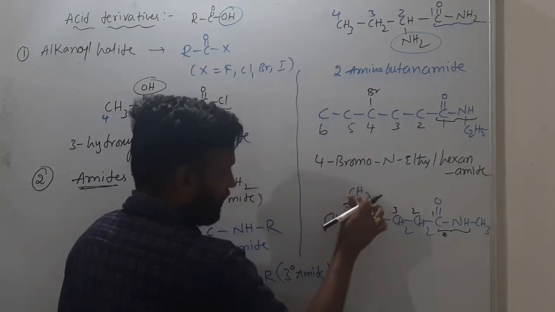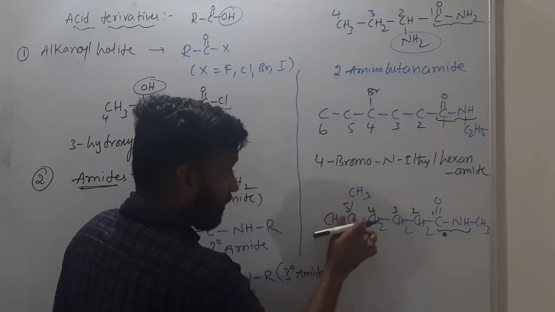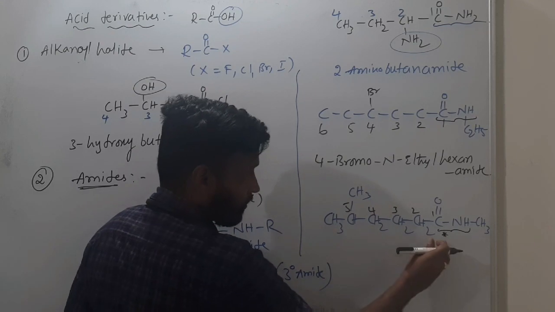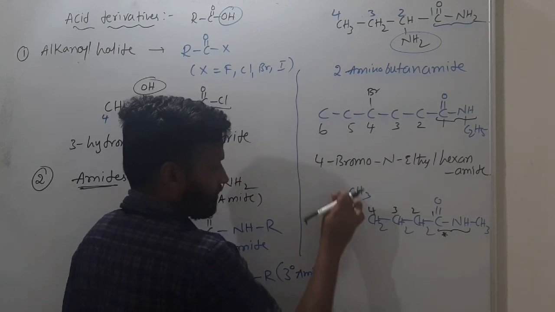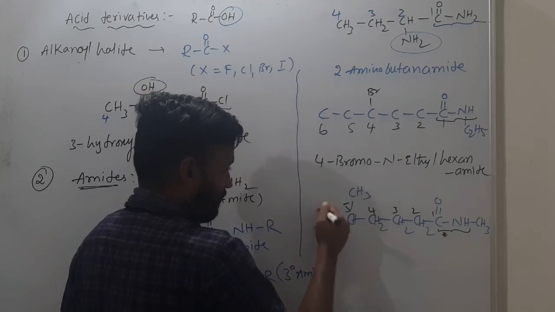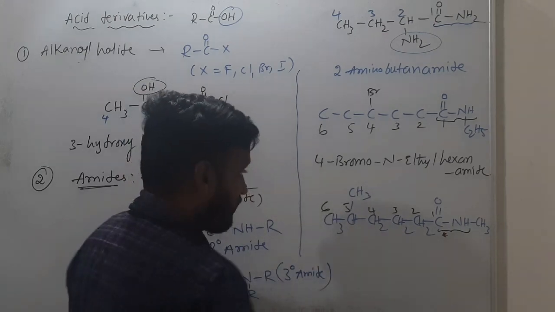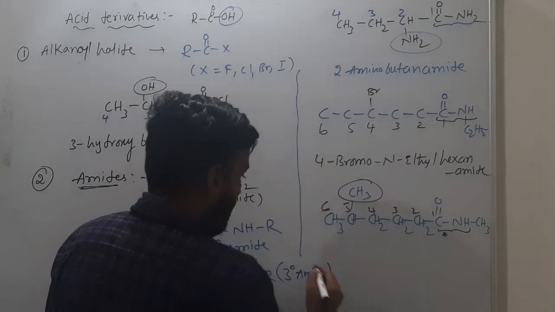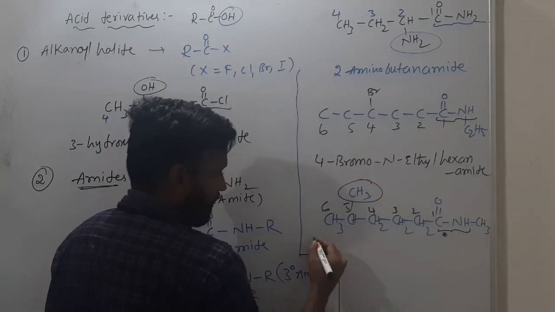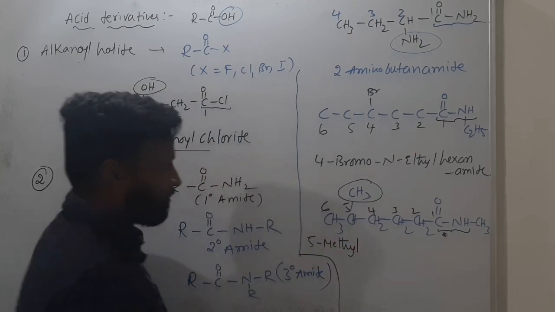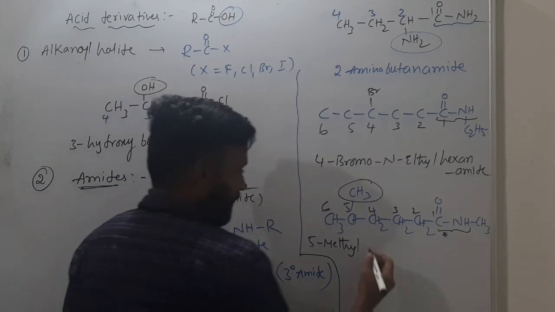Otherwise, the 6 would be here. Don't say 5-dimethyl. We have to prefer the long chain. Tell me, which numbering gives the long chain? So now this methyl will be a substituent. See how I will write the name for this. So 5-methyl, the 5th position methyl, I am writing.